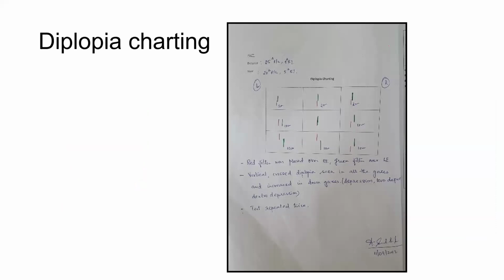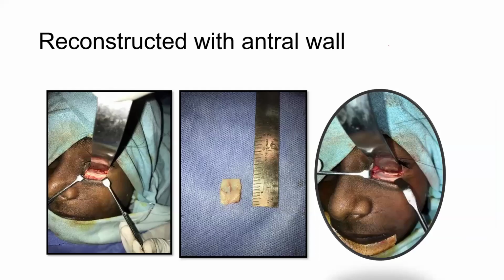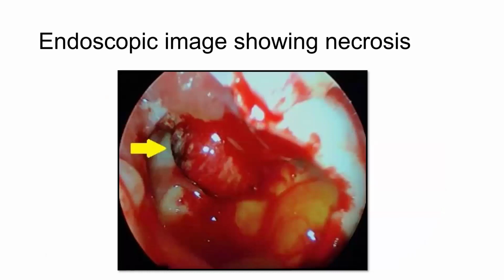So immediately he was taken into surgery. Once the entrapped muscle and orbital contents were released from the linear trapdoor fracture, the antral wall itself was used as a reconstructive material. This is an endoscopic image of the content inside the antrum, which is below the floor of the orbit. You can see the part of the inferior rectus muscle has started to necrose. That's because he reported after 10 days.